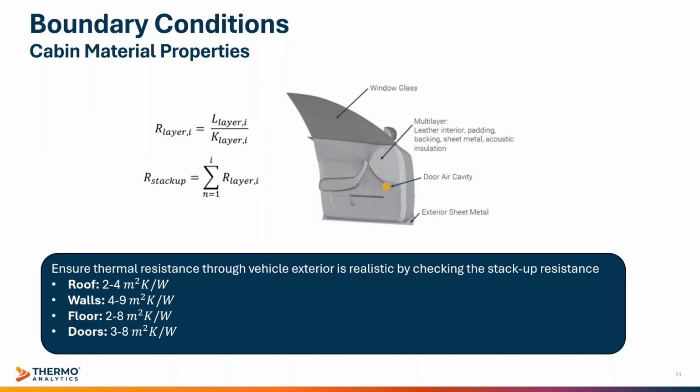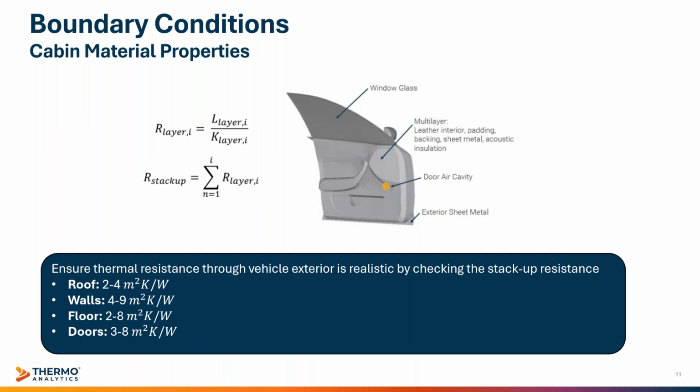To calculate resistance, you can use the equations on the slide. R is the resistance, L is the thickness through the layer, and K is the thermal conductivity of the material. Oftentimes, people use multi-layer parts to model the various layers of the walls and doors, and you can just sum up the resistances of all of those layers to get the full thermal resistance through the part.